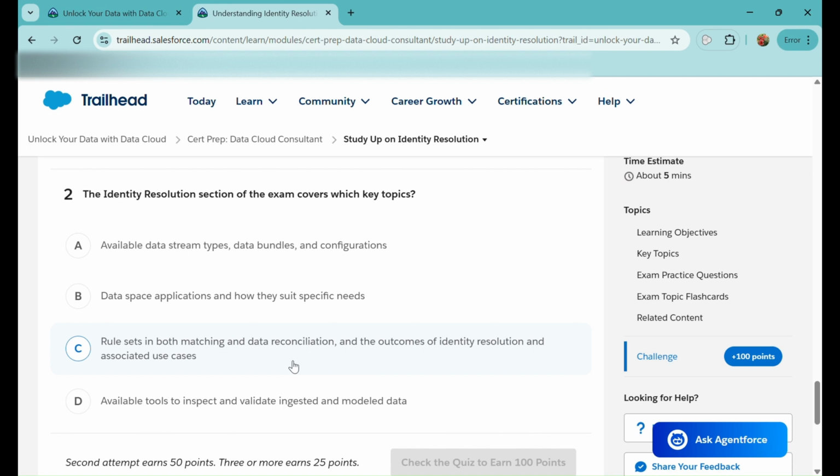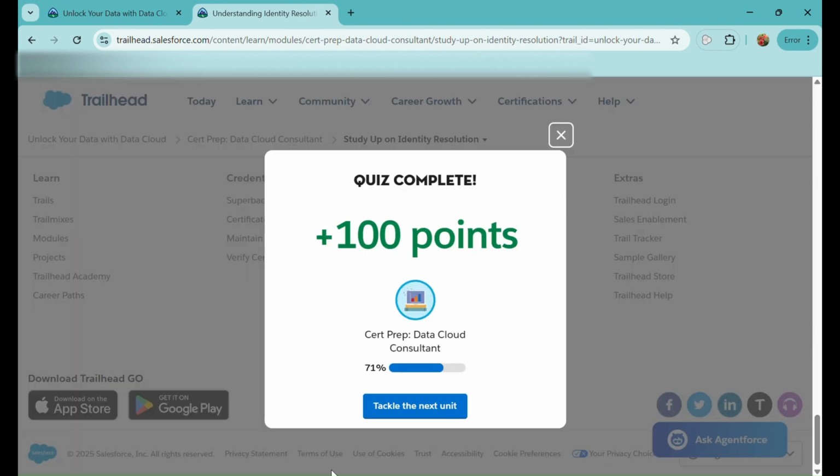Second question is, the identity resolution section of the exam covers which key topics? First option is available data stream types, data bundles, and the configuration. Second option is data space applications and how they suit specific needs. Third option is rule sets in both matching and data reconciliation and the outcomes of identity resolution and associated use cases. And the last option is available tools to inspect and validate ingested and model data. So C option should be the correct one. Let's check.